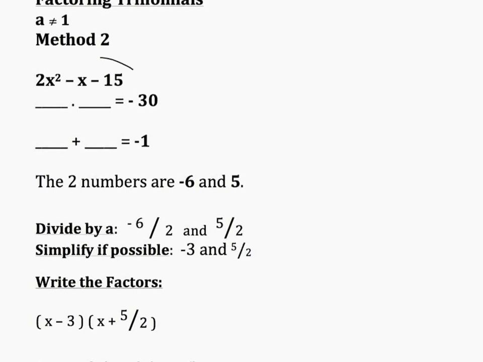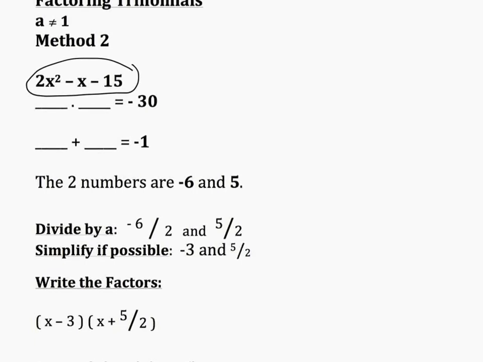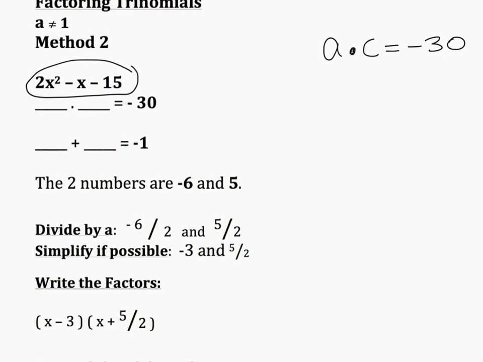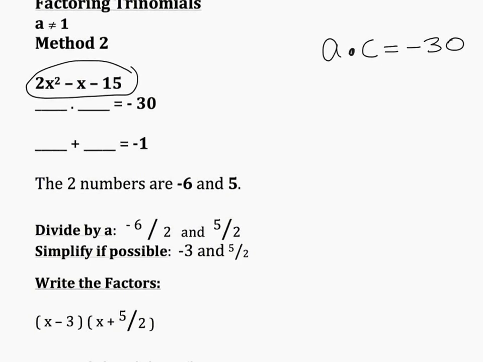Whenever you look at the trinomial, in this case 2x to the power 2 minus x minus 15, you always multiply a times c, and that is a negative 30 in this case. So you want two numbers that multiply to give you c, which is negative 30, and add to give you b, which is a negative 1. You start the same way as the grouping method. Now let's figure out what those two numbers are.